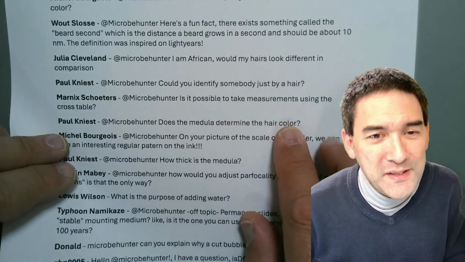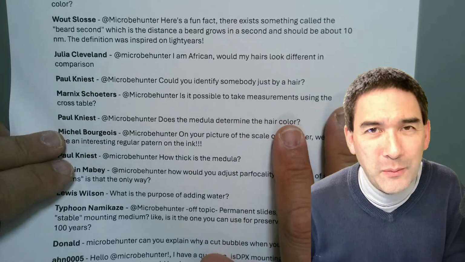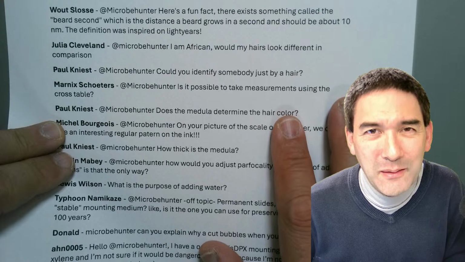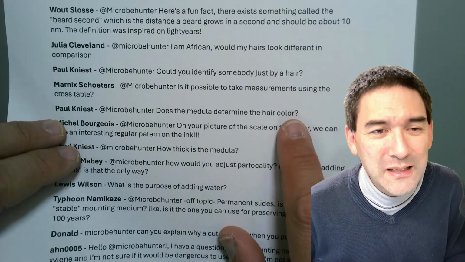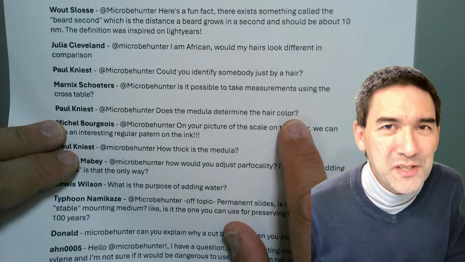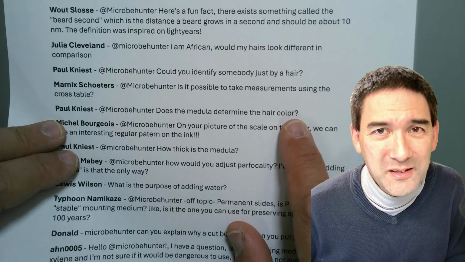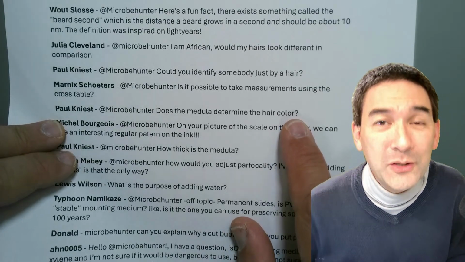I also talked about this. At least in my white and gray hair, the central part was still black. So to a certain extent it does determine it, but we've also seen that the hair is actually pigmented throughout and not just in the center.